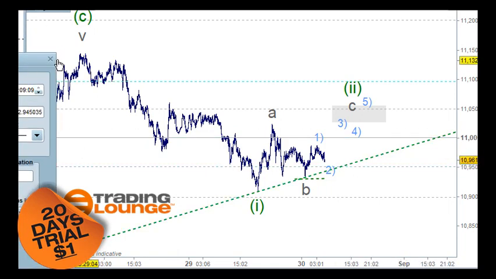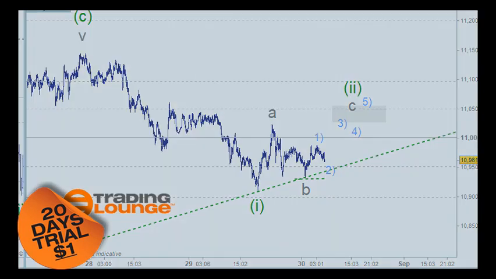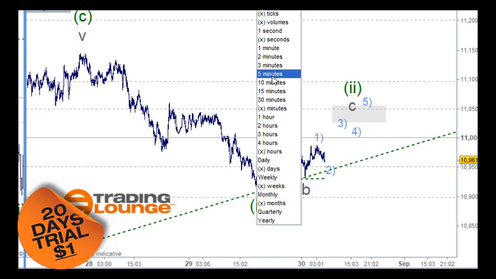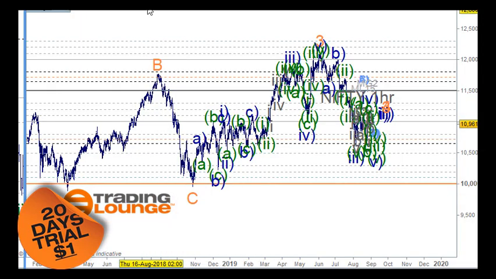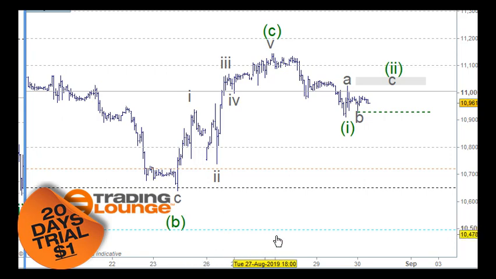So that's that. I'll just save that. We'll just go back to the hourly chart here. Yeah, that's what I had, so that's cool. So that's what we're looking for.